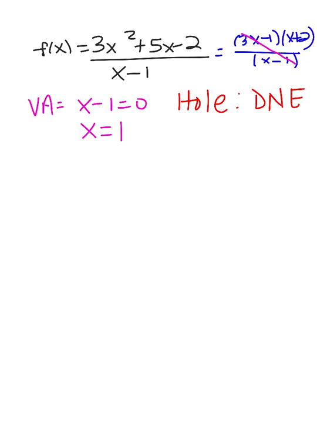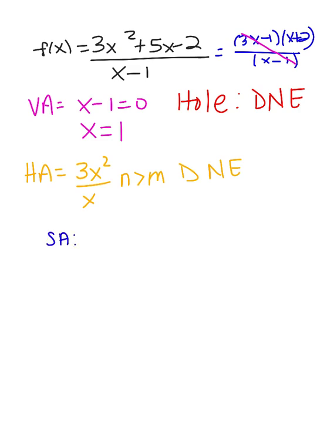And let's talk about our horizontal asymptote. So we compare the degree in the numerator to the degree in the denominator. When the degree in the numerator is greater than the degree in the denominator, it does not exist. And now let's talk about our slant asymptote. So for our slant asymptote, we do long division.